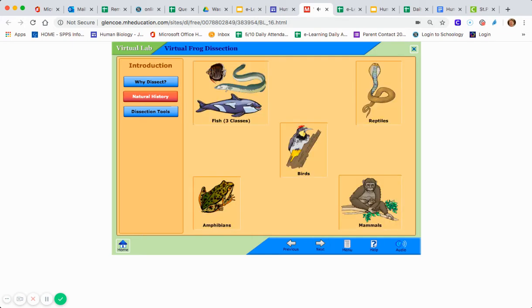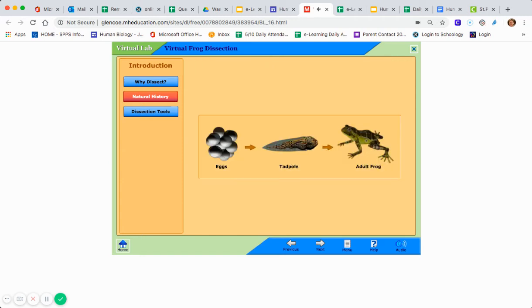There are 7 classes of vertebrates: 3 classes of fish, and 1 class each of amphibians, reptiles, birds, and mammals. Humans are members of the class Mammalia, and frogs are members of the class Amphibia. The term amphibia means double life. This refers to the fact that frogs spend part of their life cycles in water and part on land.